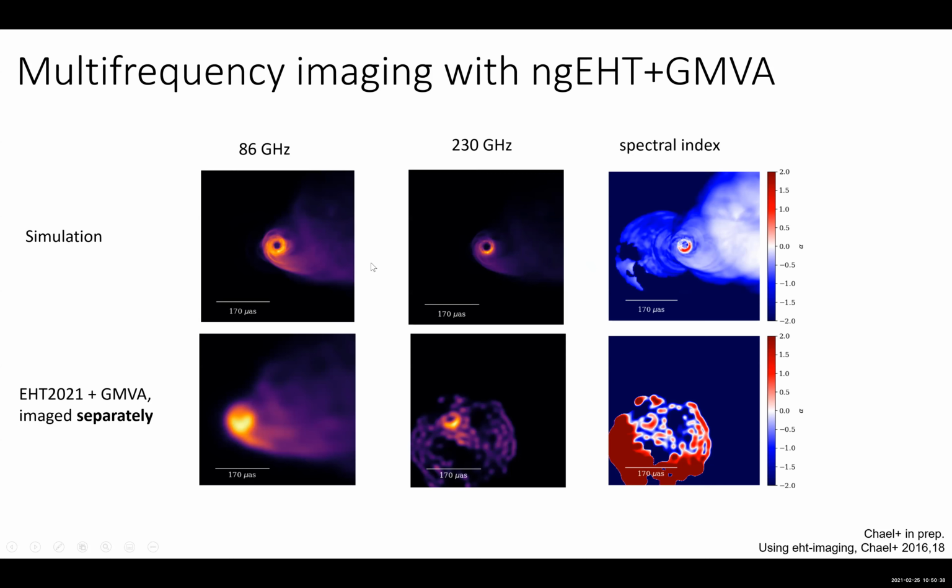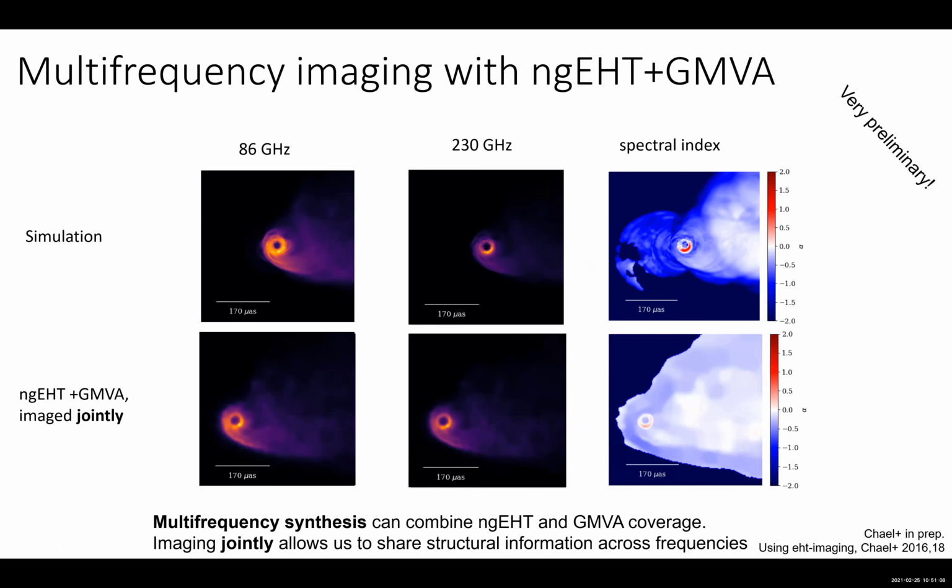And this is what we get if we use the EHT 2021 coverage and the GMVA image separately. This is in a gamma color scale, so we're accentuating dim features in the image. We can see that, again, the EHT 2021 can't resolve the extended jet. If we try to compare these images directly, we get a mess. It's hard to register them. We image them separately, and the 2021 image doesn't image the extended jet structure at all.